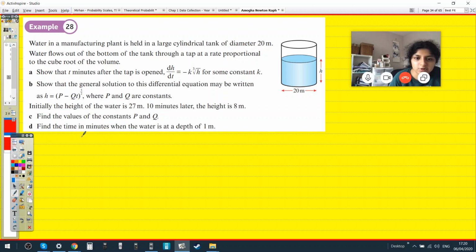Show the general solution. I don't know how to do that. Wait, there's a differential equation. Where? Could be from this thing. They went from dh dt to just h. It is probably that. So we should probably figure out what k is then. Maybe not. Oh, it's just a constant. You might not need k.